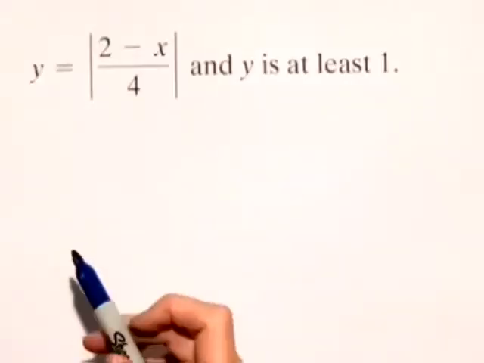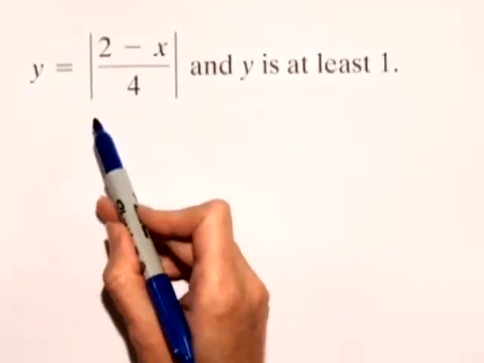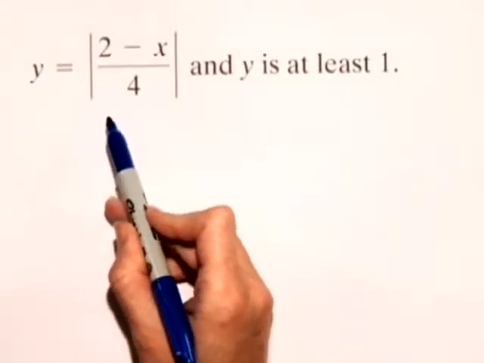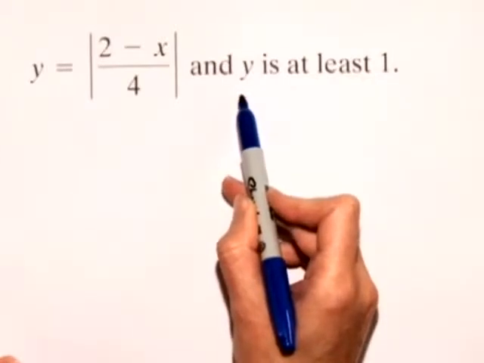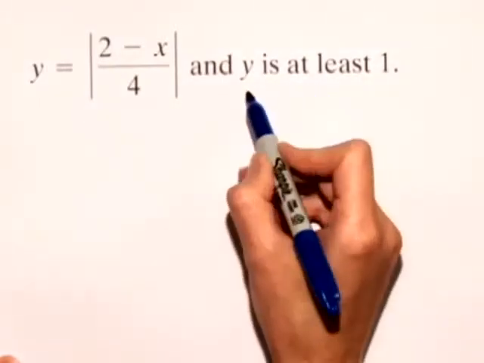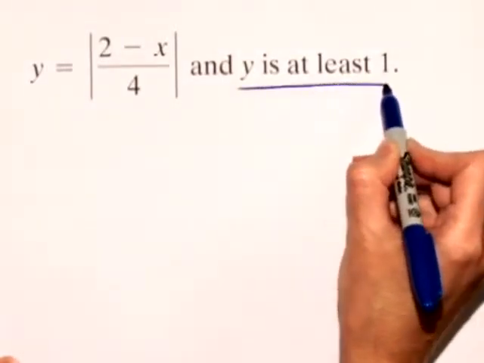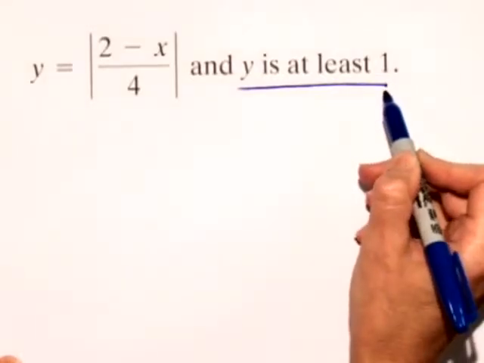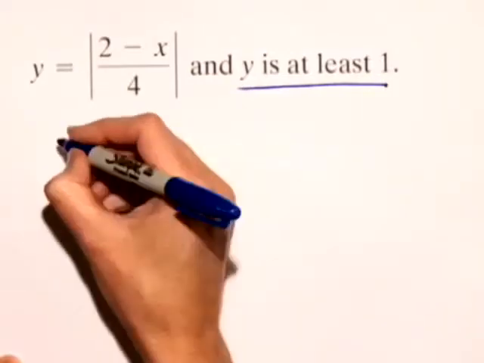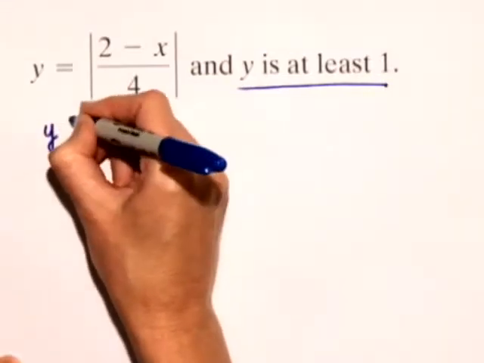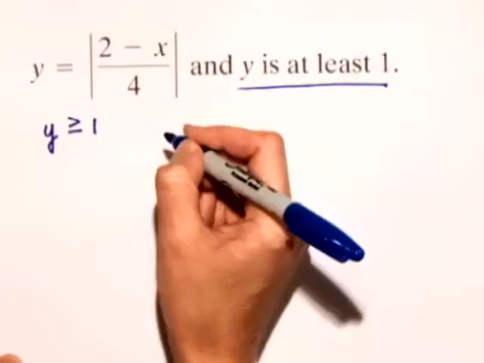For this problem, we'll use interval notation to express the solution set in terms of x. So we have this absolute value equation, y is equal to the absolute value of (2 minus x) over 4, and we have the condition that y is at least 1. So let's start by looking at this condition. Y is at least 1 means that y can equal 1 or it can be greater than 1. So y is greater than or equal to 1.